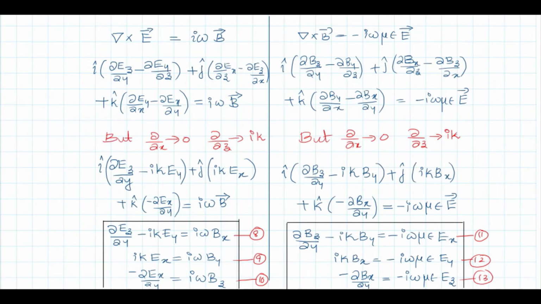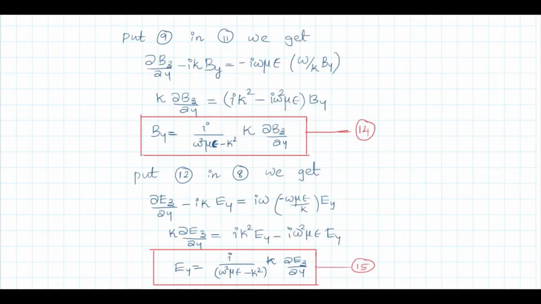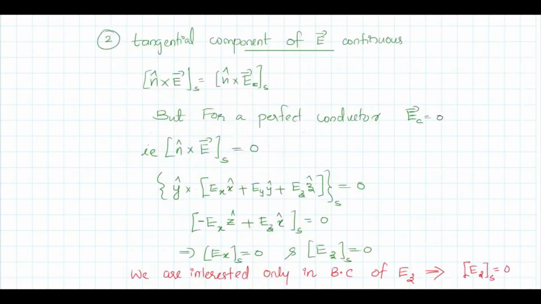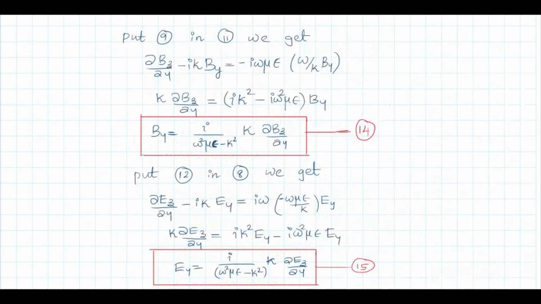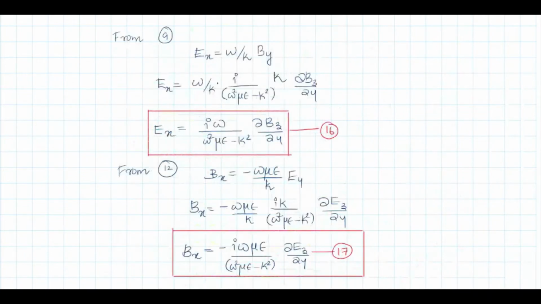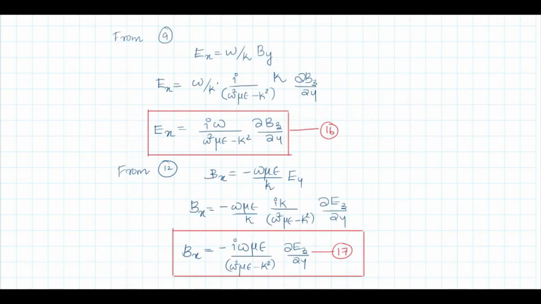Then from 9, what is 9? 9 is this one. From here you can write Ex = (ω/k) By. By is already obtained from 14, so substitute here for By. You will get Ex. The k and k will cancel: Ex = iω/(ω²με − k²) × ∂Bz/∂y.